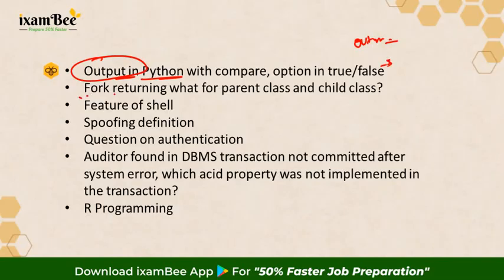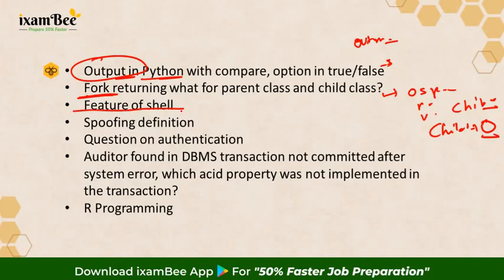And the next question is related to the fork command. Fork is basically used for creating a new process. It is a classical question from operating systems, and fork returns a different value for the parent and a different value for the child. In the case of the parent, fork returns the child's process ID, and in the case of the child, fork returns 0. The next question is related to shell programming. A shell is a command line interpreter which lets the user interact with the operating system using commands, such as bash, sh and zsh.